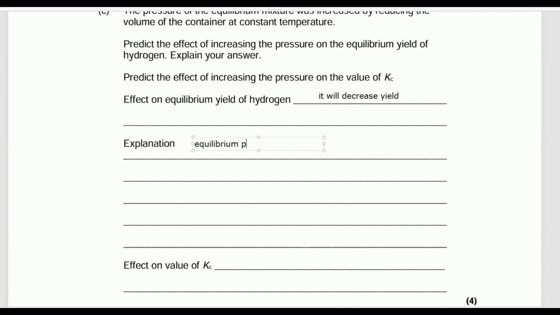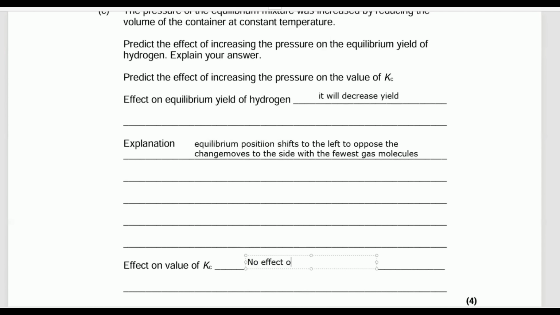Explanation. The equilibrium position shifts to the left or to the backwards direction or the reverse direction because it has fewer gas molecules than the right hand side or the forwards reaction. And if you want, you can say the backwards or the left reaction forms 2 gas molecules, the forwards forms 4. So in order to follow Le Chatelier's principle and oppose the change, it will move to the side with the least gas molecules.